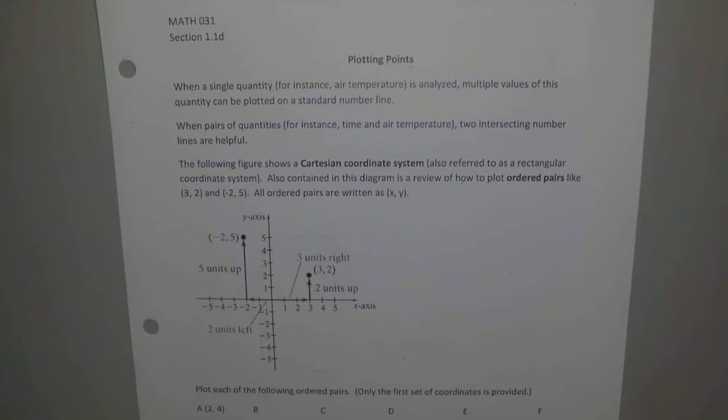But sometimes we need pairs of quantities, for instance, time and temperature. If you have a weather app on your phone, you can see that at certain times of the day you have the temperature or something else. So how do you plot that on a number line? You really can't. So what we can do is use two intersecting number lines, one for the time and one for the temperature, and that's where the ordered pair comes from.